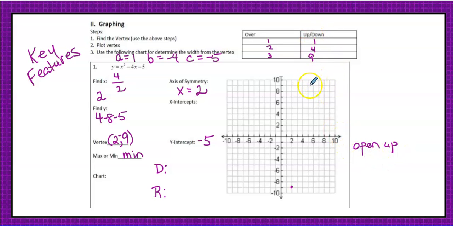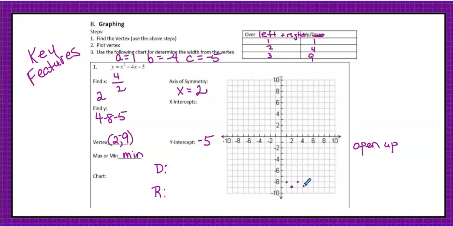Now, we can also find the x-intercepts and do it that way. But let me just show you what this means. Over means left or right. It actually means left and right. And then up or down, this one's going to be up because it opens up. Okay, so here's what we're going to do. From the vertex, we're going to go right 1, up 1. And then we're going to go left 1, up 1. And then go back to the vertex.